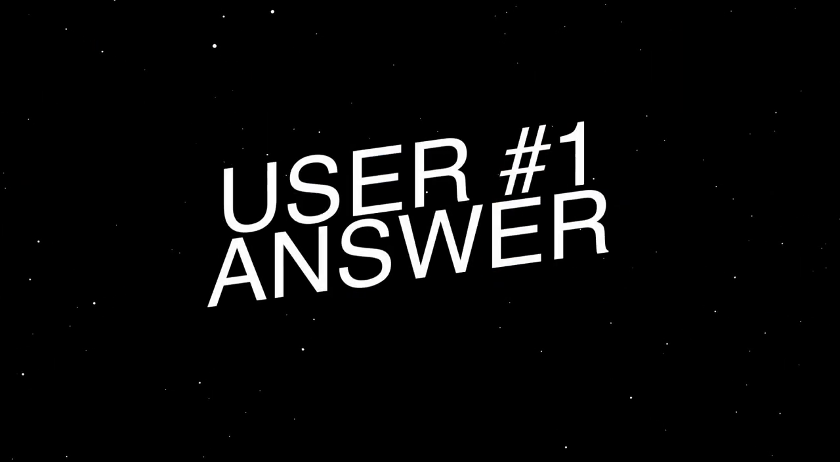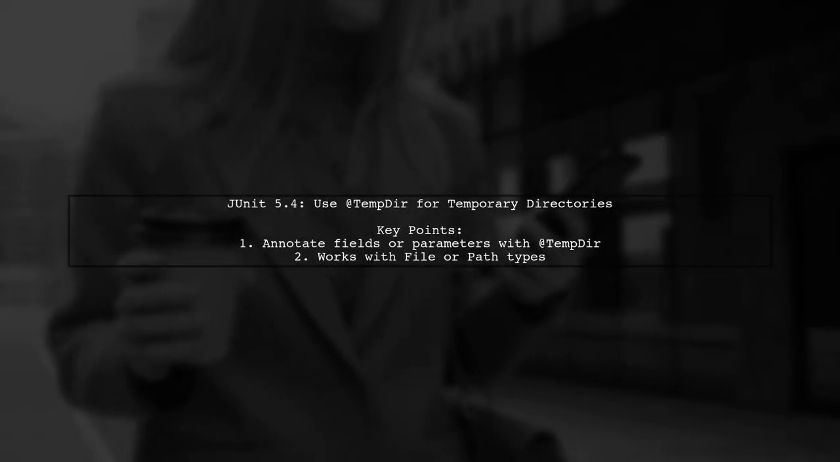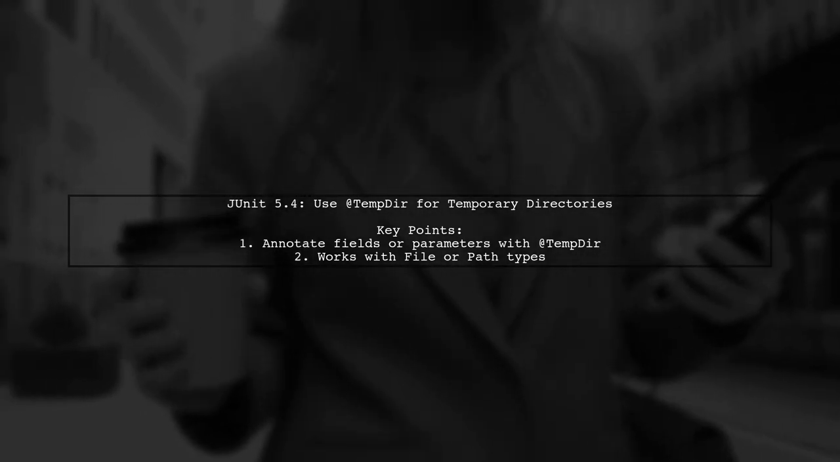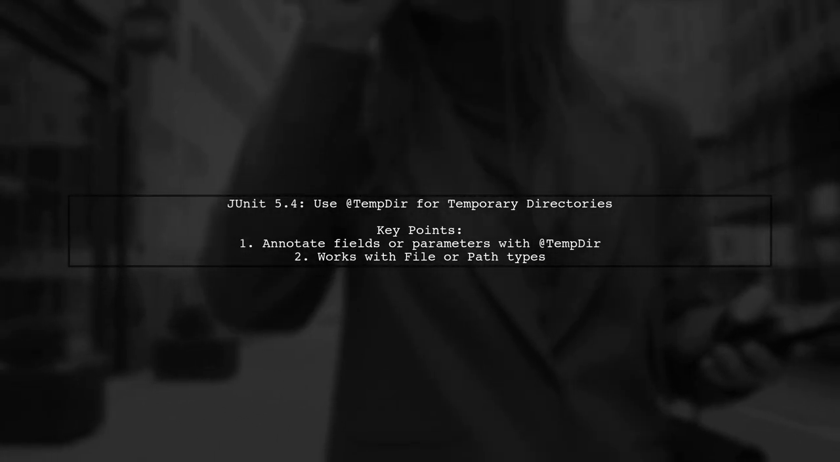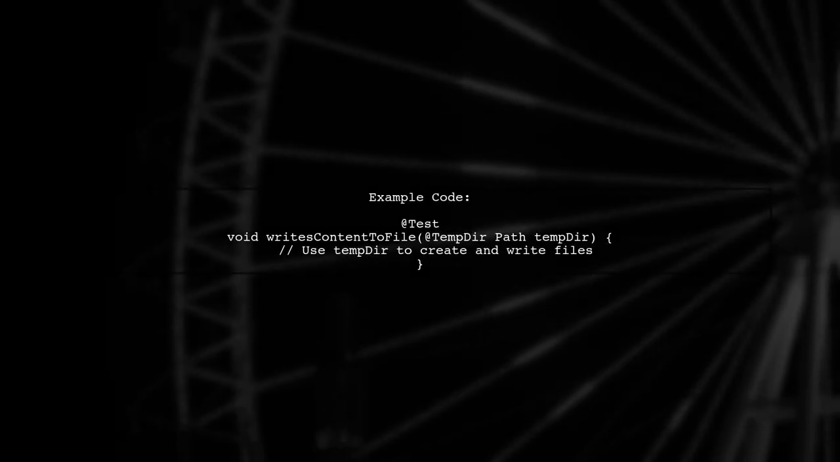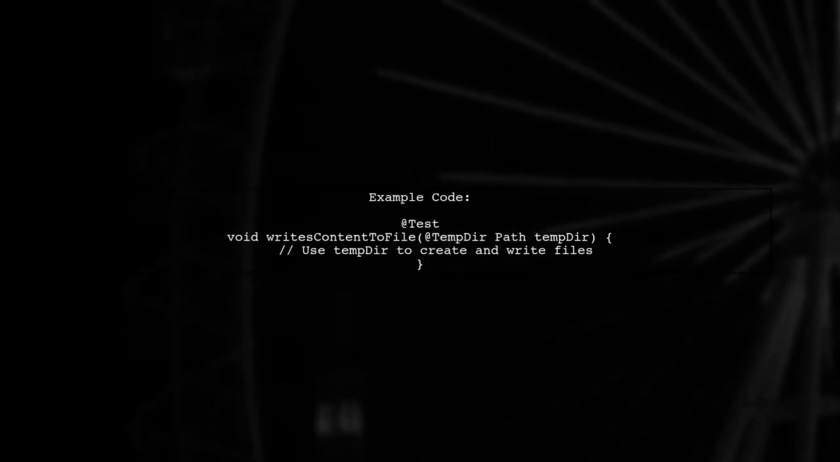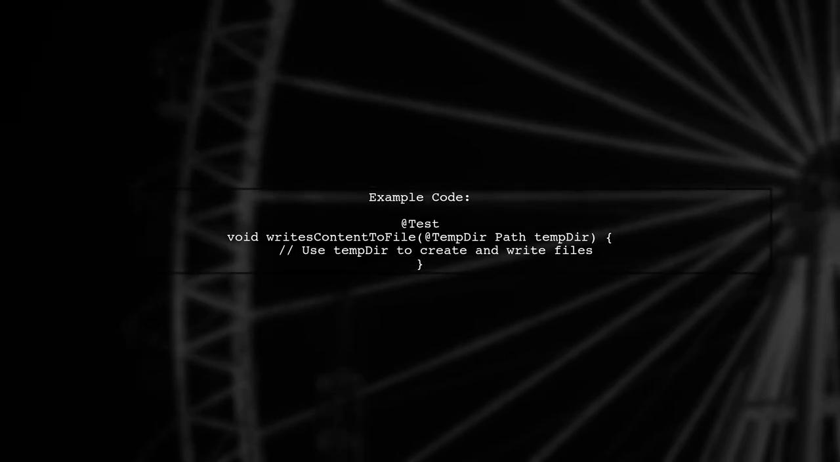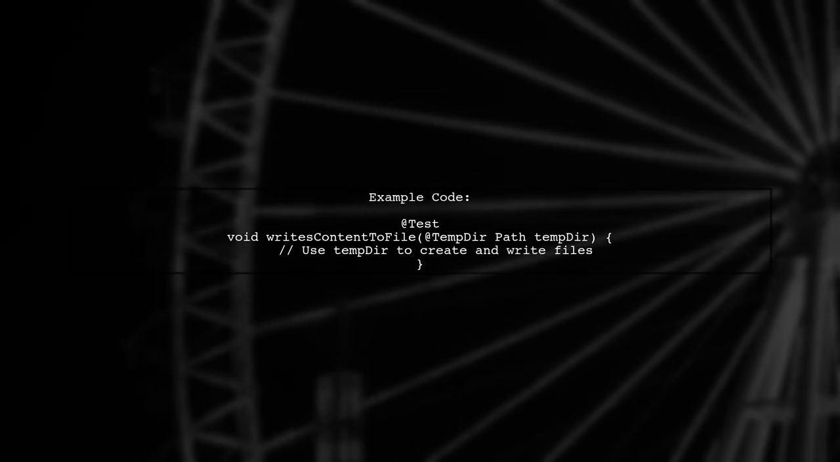Let's now look at a user-suggested answer. In JUnit 5.4, you can use the @TempDir annotation to manage temporary directories in your tests. This allows you to easily create and use temporary files. Here's a quick example. You can annotate a method parameter with @TempDir to get a temporary directory for your test. Then you can write to a file in that directory. For more details and examples, check out the blog post linked in the description.